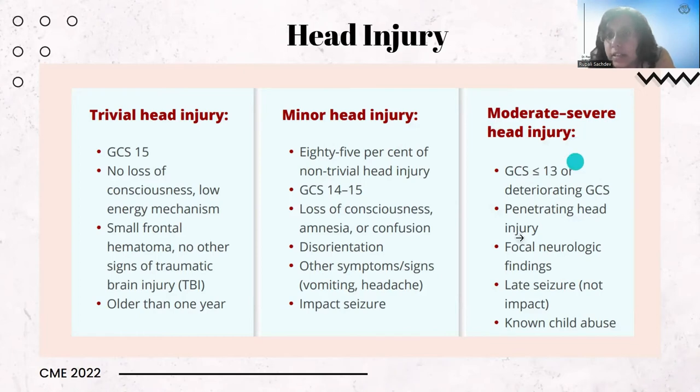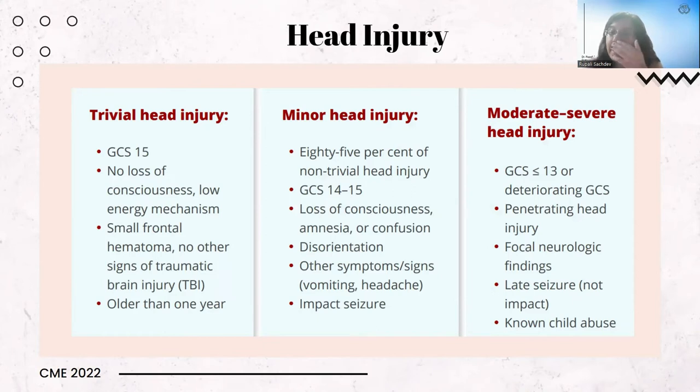The last one, the moderate severe head injury, is what you should know. GCS is less than 13 or deteriorating. That is, when you got the patient, they came to your casualty, say the GCS was 14. And around 2 hours later, they've gone to a GCS of 9. That means they are neurologically rapidly deteriorating.